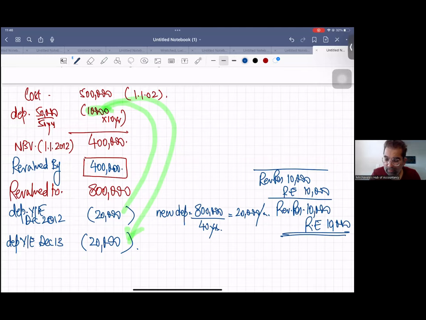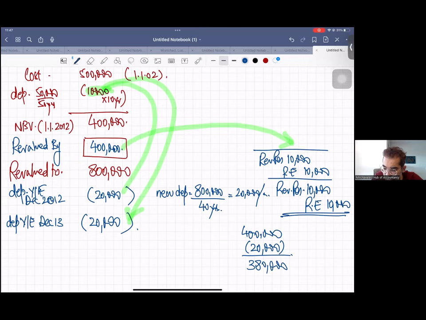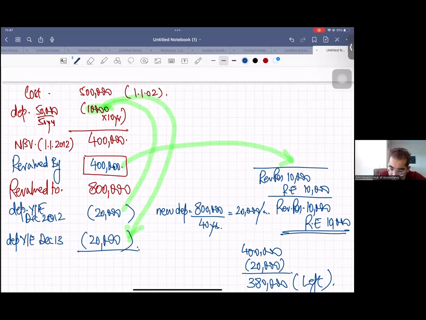Revaluation reserve, okay, right? So now, this was your revaluation reserve, 400,000 was your revaluation reserve. But how much is realized? 20,000 is realized. So how much revaluation reserve is left now? 380,000 is the revaluation reserve which is left. And now we are at NBV at 31st December 13. This is going to be 760,000. Wait, the question is still left.